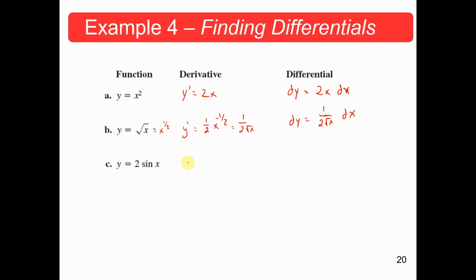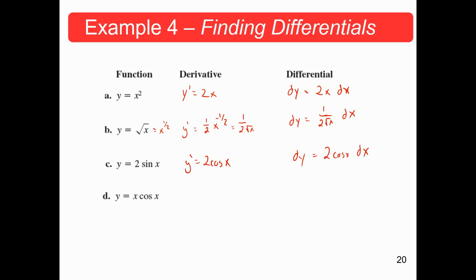Alright, y equals 2 sine x, then y prime equals 2 cosine x, right? Because the constant just comes out, take the derivative of sine, which is cosine. But then that means that dy is 2 cosine x dx. Do y'all see the pattern here? We're just taking the derivative and tacking a dx onto it, basically.